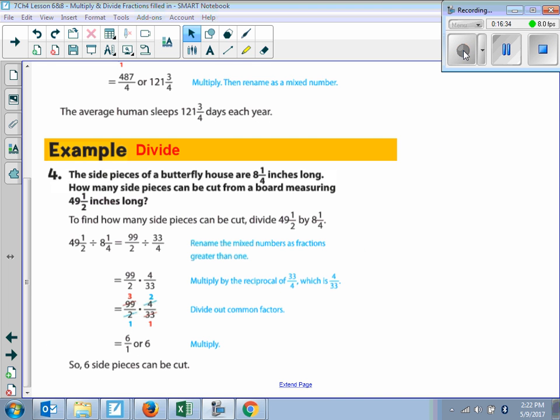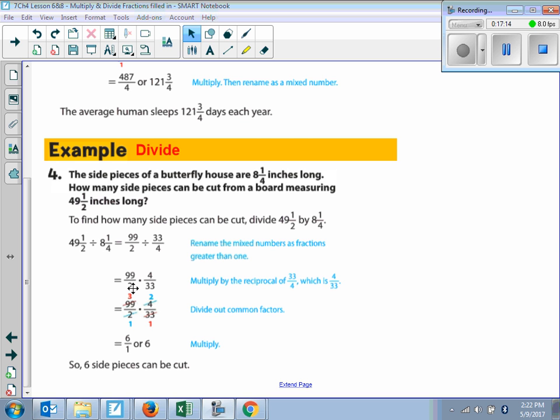For the last example, it says the side pieces of a butterfly house are 8 1/4 inches long. We want to know how many side pieces can be cut from a board measuring 49.5 inches long. So here we want to find out how many of the side pieces can be cut from the large board. So that means that we are going to divide the large board into smaller pieces. So that's 49.5 divided by 8 1/4.